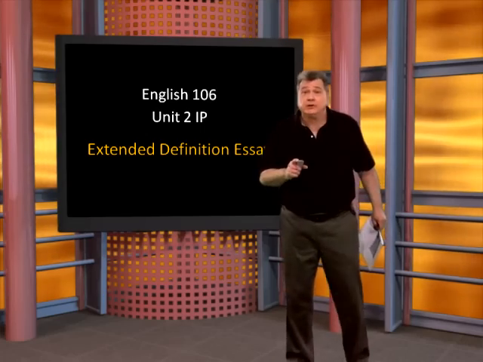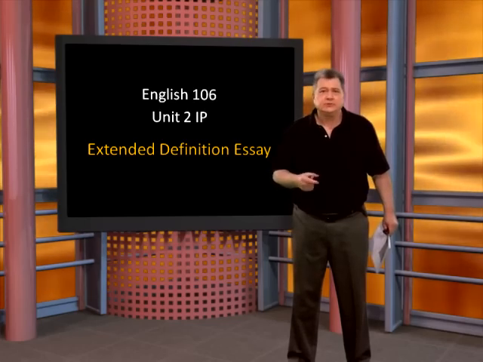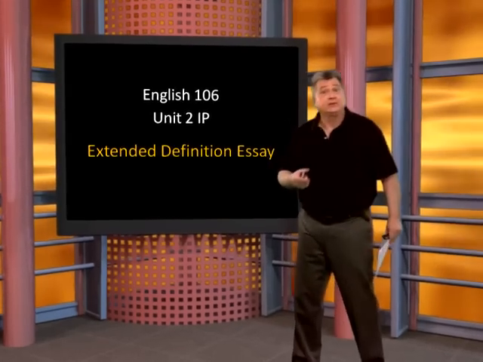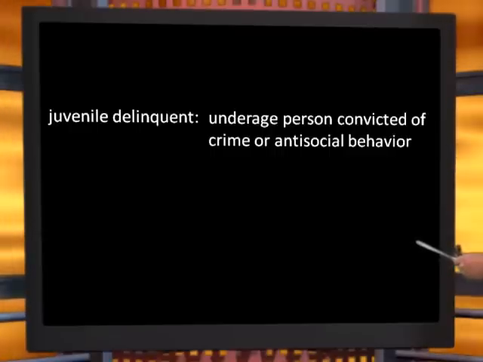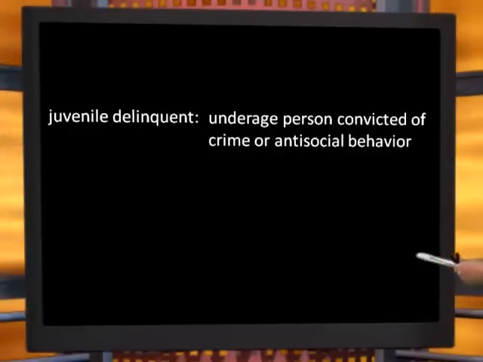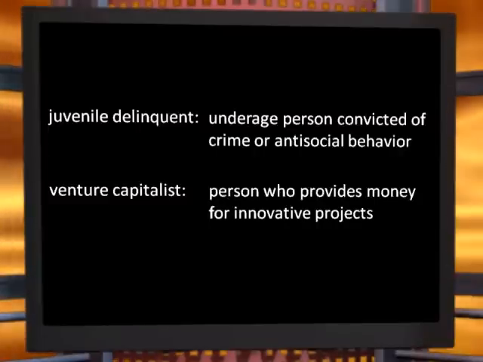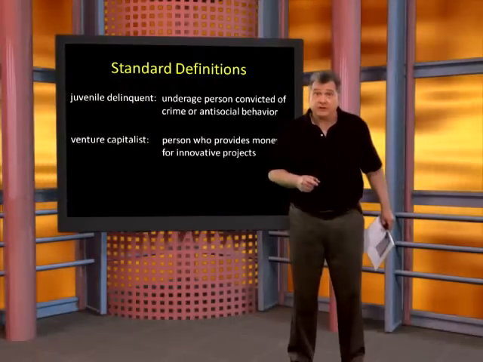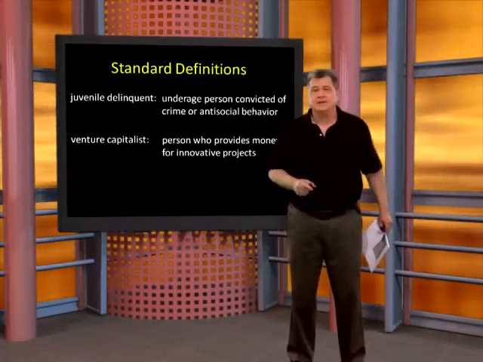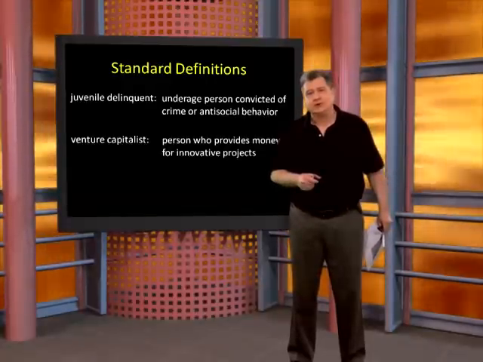You know, usually when you hear the word definition, you think of a dictionary or encyclopedia that is used to define terms such as you have in this assignment. A juvenile delinquent is an underage person convicted of crime or antisocial behavior. A venture capitalist is a person who provides money for innovative projects. Now, those are called standard definitions, and you should definitely know them, and you should definitely put them at the top of your essay whenever you write it on one of these terms that you are assigned.